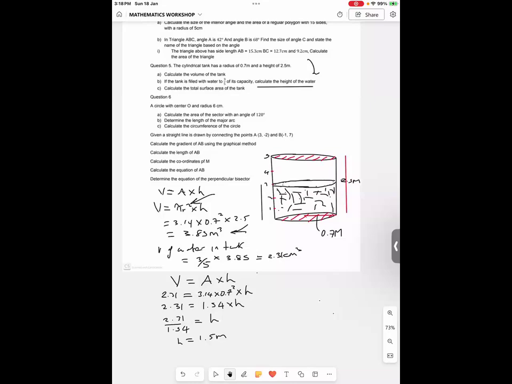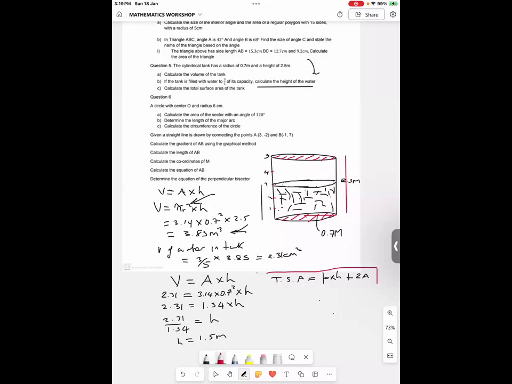Next one says calculate the total surface area of the tank. Now, I think that's where we're going this week, total surface area. So there's a formula for total surface area. Total surface area is going to be equal to the perimeter of the base times the height, plus 2 times the area of the base. That's the formula. In the class, I'll explain to you how this formula was derived. But for now, work with me, guys.